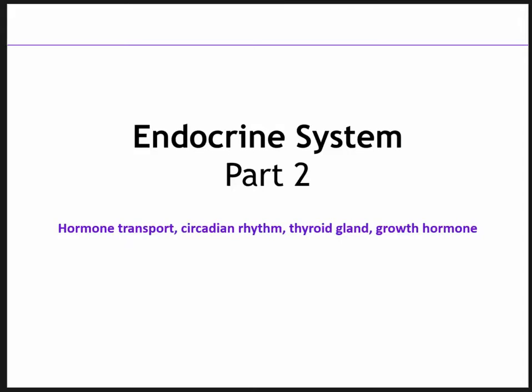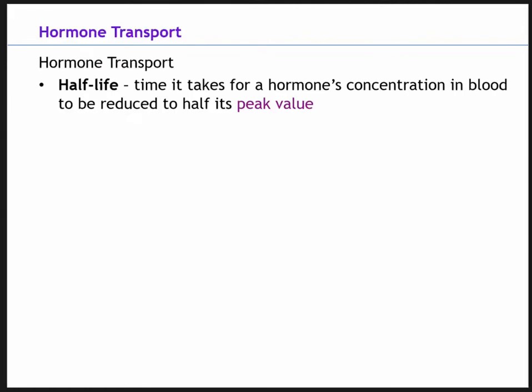Okay, so here we'll talk about hormone transport, circadian rhythm, how the hypothalamus impacts the pituitary gland and the thyroid gland, and then we'll talk about our first polypeptide, growth hormone. So first, let's talk about this term called half-life.